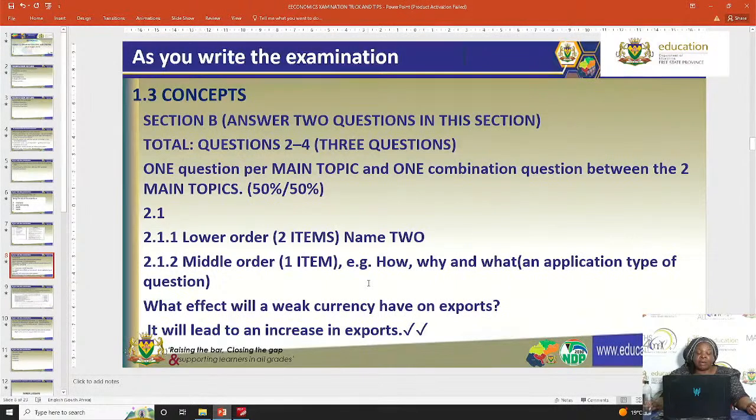Let me just make an example and say, what effect will a weak currency have on exports? Now you need to understand, what do you mean by a weak currency? Do people buy more when our currency is weak, or do they buy less? And they say here, if the currency is weak, what does it mean for our exports? Now you need to be able to respond to say, okay, if the currency is weak, then it means more people will be buying from us because our money, which is our currency, has actually become cheap.